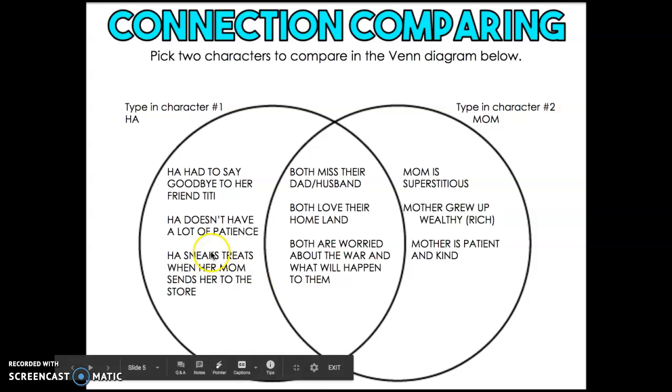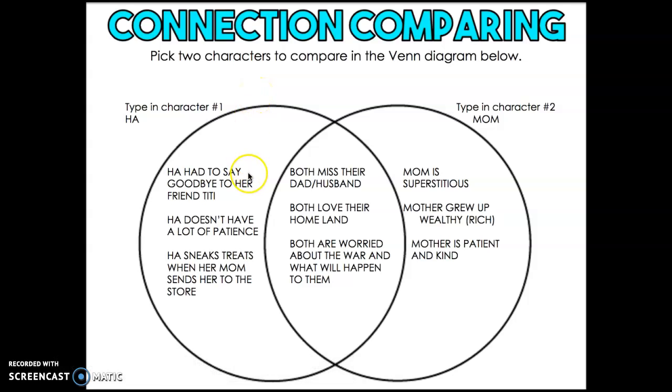So an example of this for Ha would be, Ha had to say goodbye to her friend Titi. Ha doesn't have a lot of patience, and Ha sneaks treats when her mom sends her to the store. When it comes to the mom, some differences that they have are that the mom is superstitious. Okay, mother grew up wealthy or rich, which is very different from what we're seeing of how Ha is growing up. And mother is patient and kind. Again, two opposite things about the characters. So this is your connection comparing, taking two characters and comparing and contrasting them.